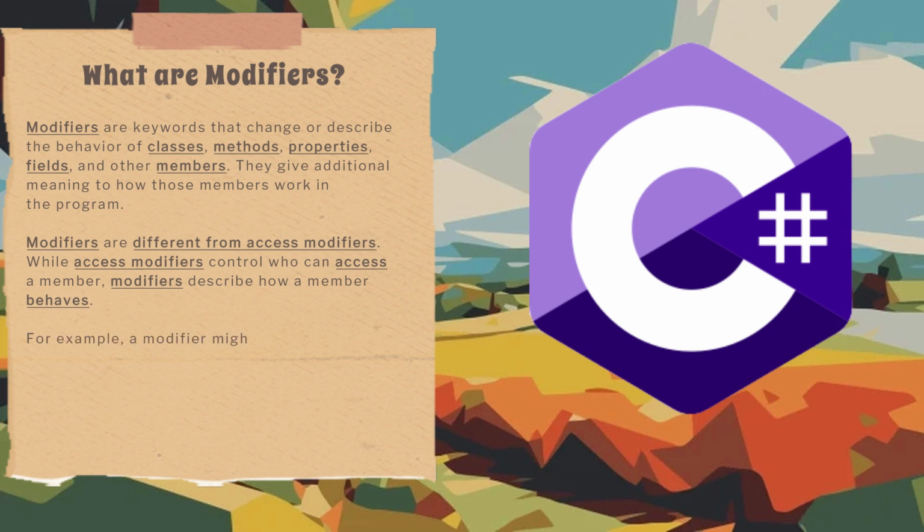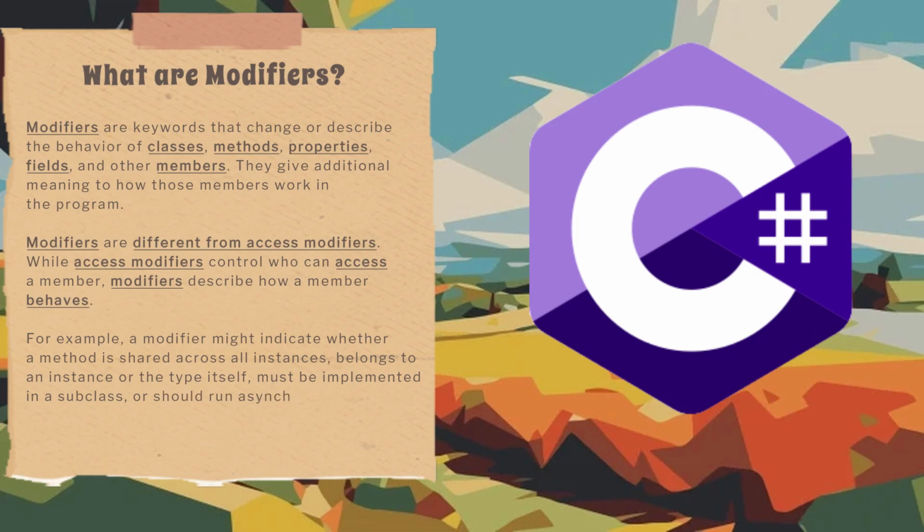For example, a modifier might indicate whether a method is shared across all instances, belongs to an instance or the type itself, must be implemented in a subclass, or should run asynchronously.